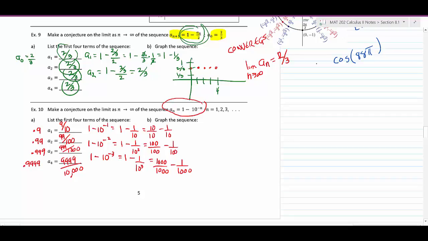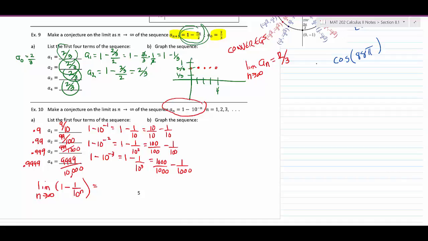Okay, does that make sense? That's mainly just arithmetic is what you're doing. Now, what we're interested in is the limit of this sequence as n goes to infinity. We're doing the sequence 1 minus, and I'm going to write that as 1 minus 1 over 10, like that, okay? Now, conjecture, where's it going?